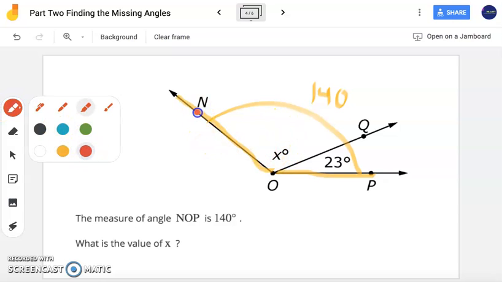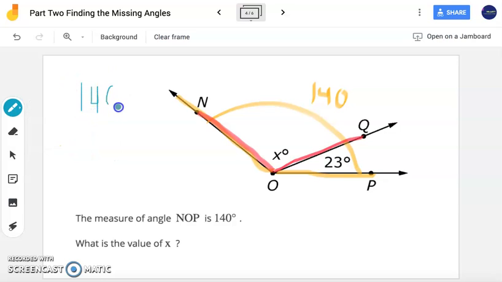And I'll highlight that in red. So we need to figure out this value here. We have a piece, we have a whole. So that's telling me I need to subtract. So I have 140 degrees, which is my whole, and I take away the given part to determine the other piece of my angle.